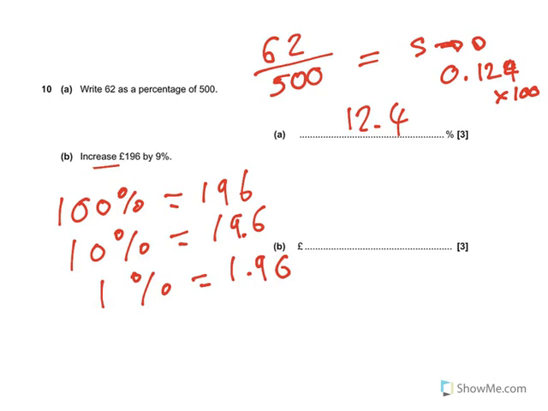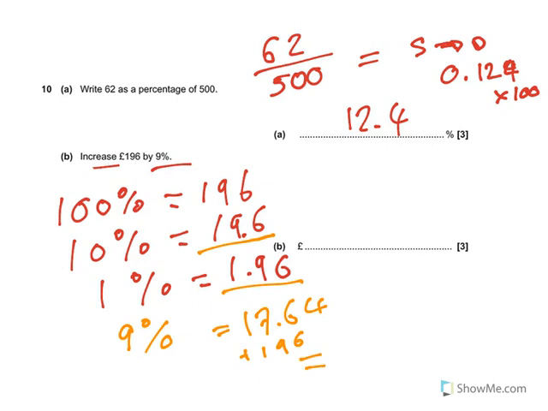Okay, so if I'm trying to find 9%, I need to take my 10% figure, which is 19.6, and subtract a 1% figure, which would give me a 9% figure. So 19.6 subtract 1.96 again gives me my 17.64, and just as similar to the first method, you need to add that onto 196, your original amount, and that gives you your 213.64.